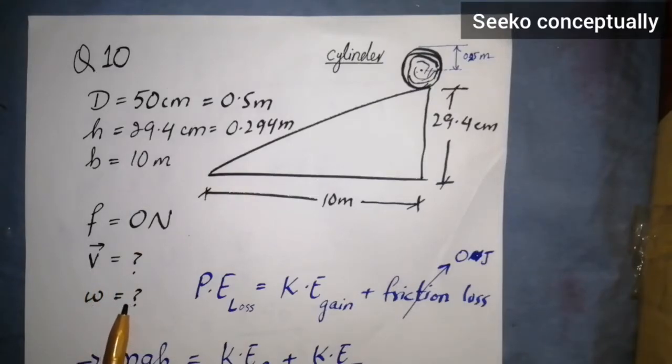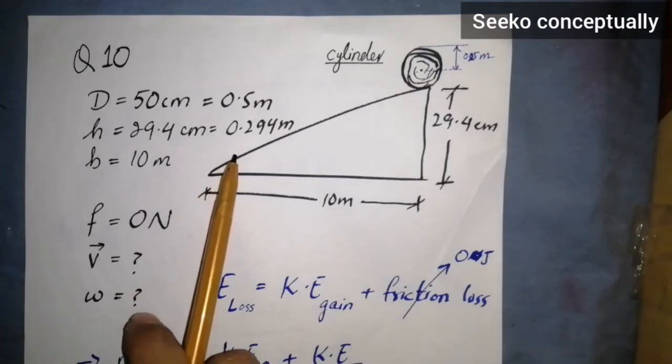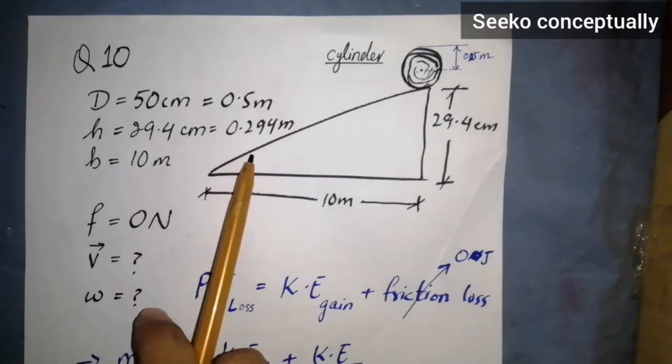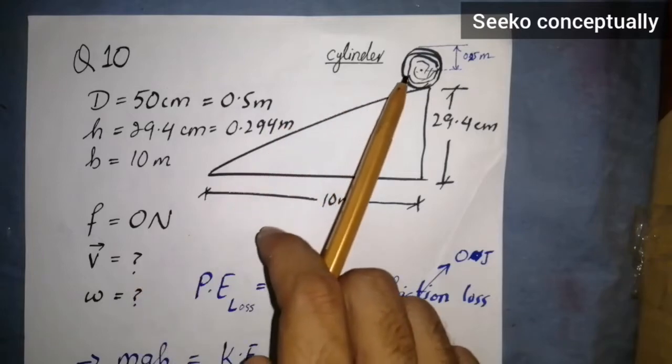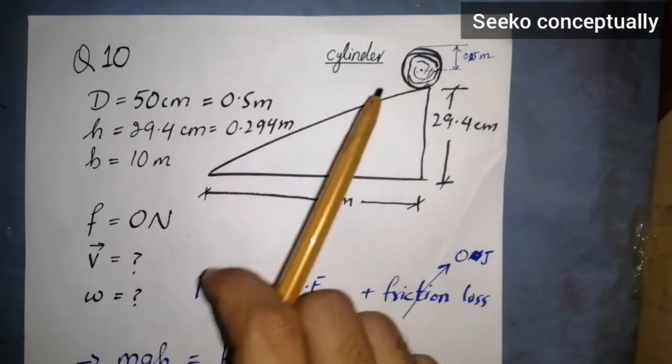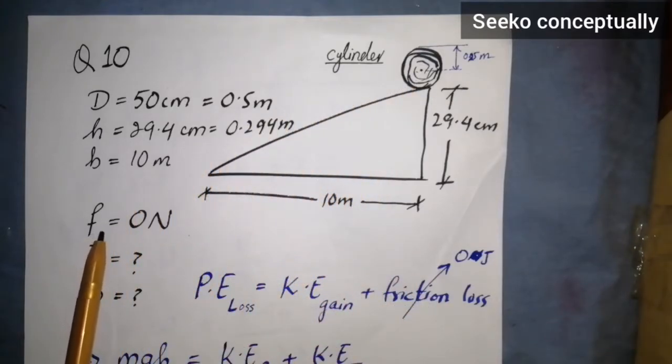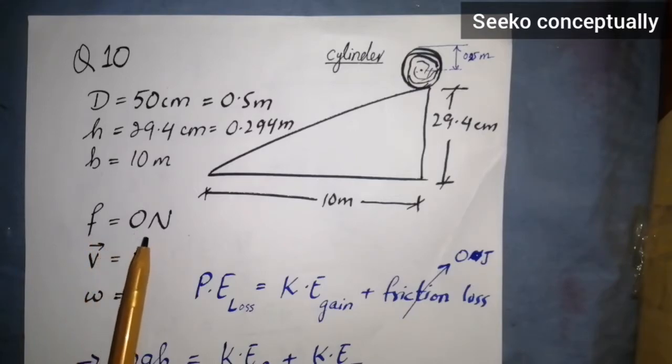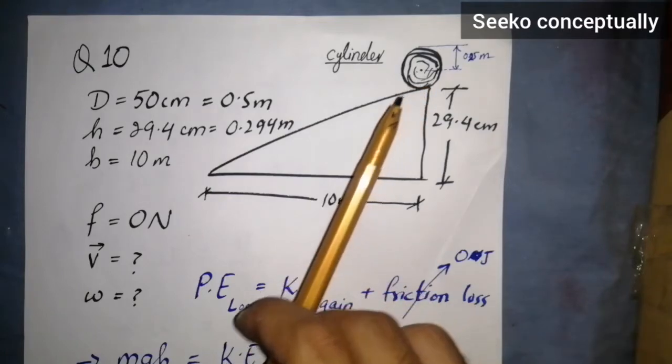वेलोसिटी कितनी होगी? We are given that there is no friction between the surface of the inclination and the surface of the cylinder, which means all the frictional forces are zero and losses due to friction are zero. The cylinder at the top is at rest.